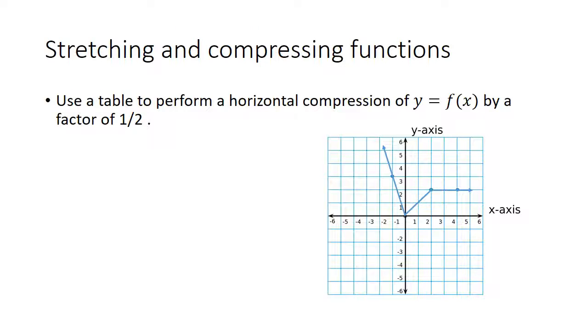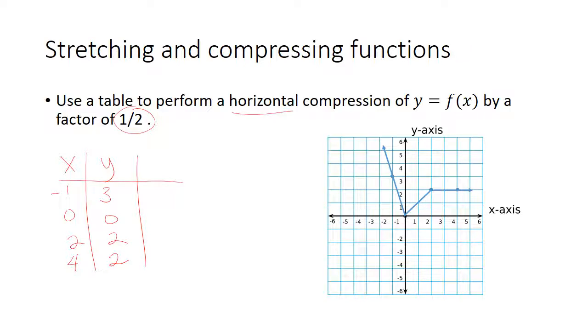So let's stretch or compress this one. Actually this one's going to be a compression because we want a factor of 1/2. So we're going to start with our table. Start with my x and my y here. So I'm going to write down my x points. It's at -1, 3, 0, 0, 2, 2, and 4, 2.